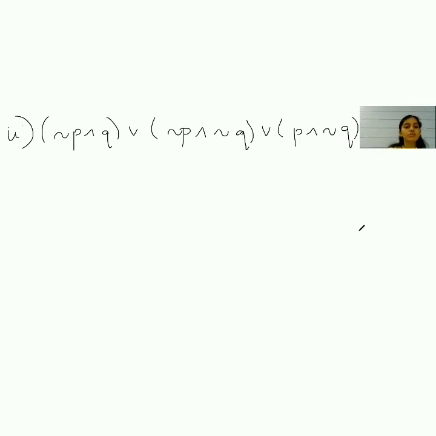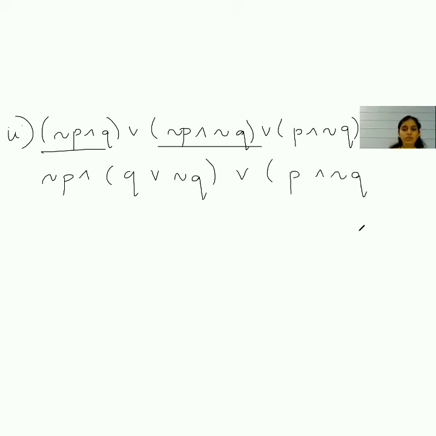So let us look at the first two brackets. We can take negation P common, and we'll have Q or negation Q in the bracket. And this last bracket as it is, P and negation Q. Then negation P as it is, ANDed with Q or negation Q is true. Here we have used distributive law in the first step, and the second one is complement law. Okay, and the answer is true.